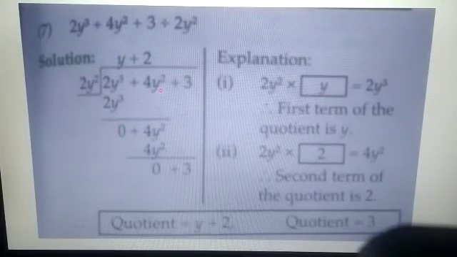So 0 is there. Now whatever terms are left, we will write over here. That is plus 4y square. You can copy these down one by one, or you can write both the terms as they are. So we got the second term as 4y square. So again take 2y square. 2y square is multiplied by which number to get 4y square? This is the second term.